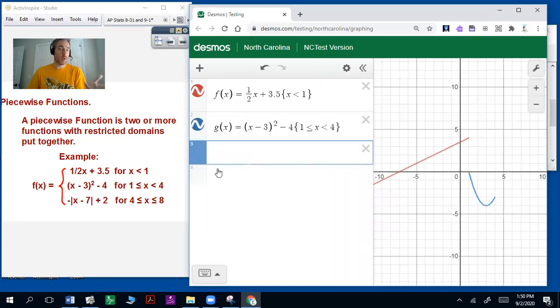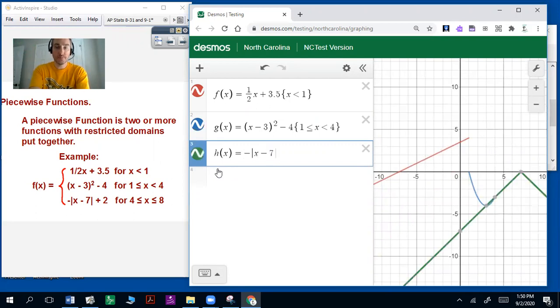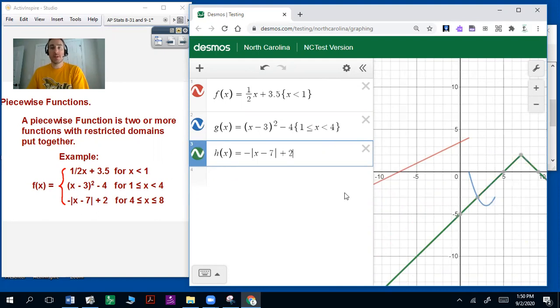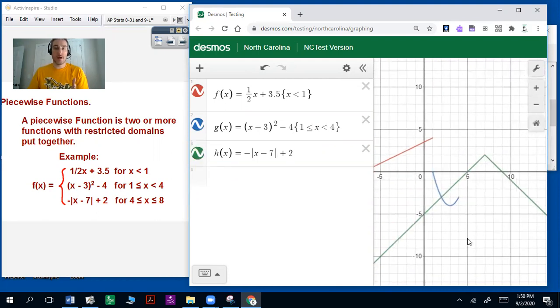And then the last one I'll call h of x. So you don't usually have more than 3 functions in a piecewise function. Sometimes you just have 2. So I'll say h of x equals, and this is a negative absolute value, so negative, shift, vertical line below backspace, absolute value of x minus 7 plus 2. And this one is a reflected absolute value, right 7 up 2 and flipped over the x-axis.